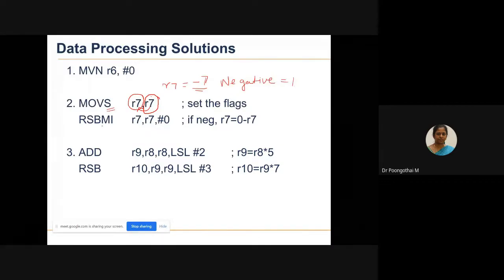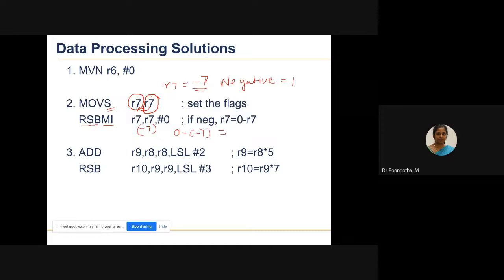After that, I am going to use reverse subtract along with a conditional attribute. If the number is a negative number, I am going to perform reverse subtraction. According to the earlier instruction, your R7 holds -7. I am going to reverse subtract this register content by #0. So 0 minus of -7. What do you get? 7. So this is the absolute value for your -7.